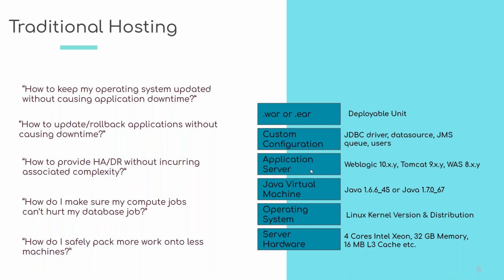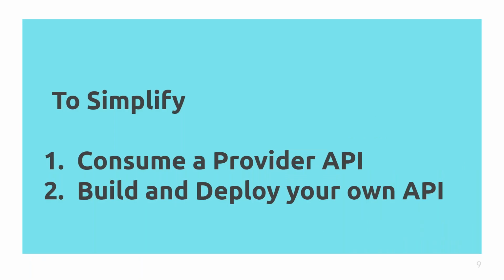Now, to simplify all of that, for machine learning, this is what you should remember. Your business problem, if it is a machine learning problem, boils down to two aspects. One is you consume a provider API, or you build and deploy your own API, which is what this talk is around, how to do the second one. Because I assume most of you are building machine learning models and doing data cleansing and whatnot, and probably do that in your notebooks.